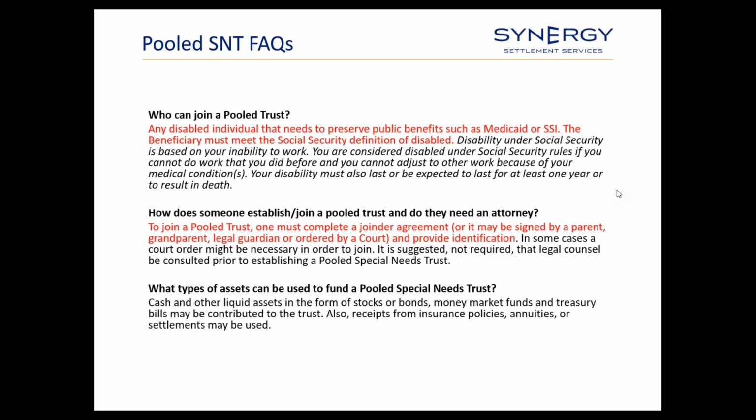What type of assets can be used to fund a pooled special needs trust? The type of assets are almost anything that is in the form of cash or investment. So cash and other liquid assets in the form of stocks or bonds, money markets, treasury bills, insurance policy proceeds, annuities, settlement, or any other types of settlement monies may be used to establish that trust.